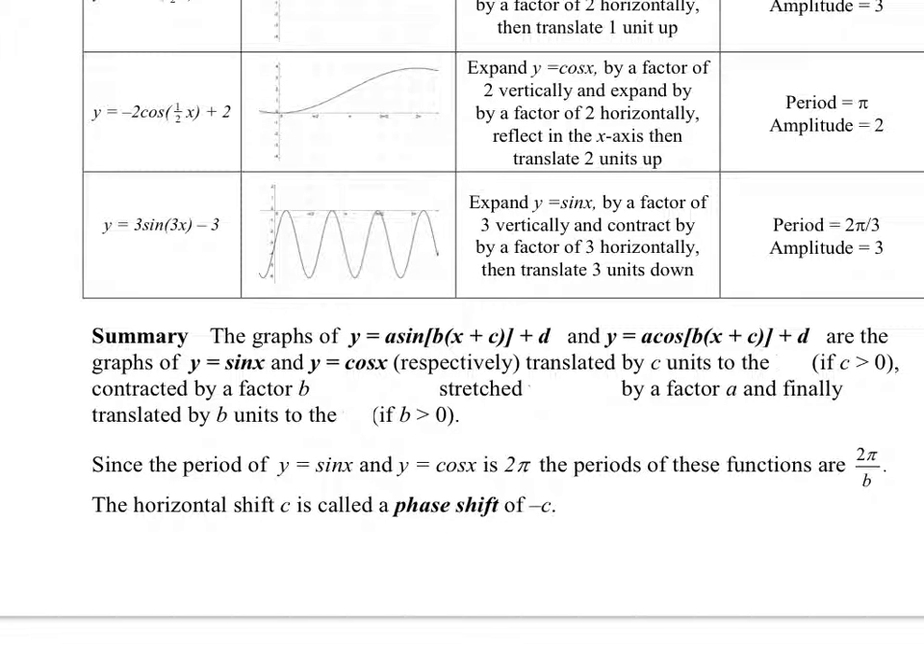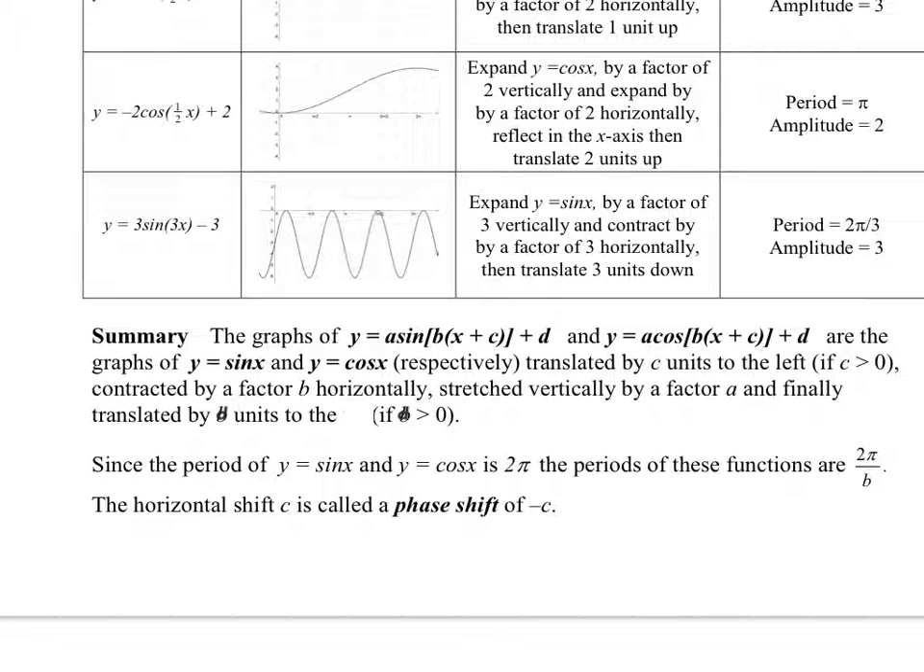Okay, so if you fill in the gaps there, the first one is to say that the graphs of y equals sine of x and y equals cosine of x are translated by c units to the left, that is if c is positive. And then it's contracted by a factor of b horizontally, and then stretched vertically by a factor a, and finally translated by d units up.